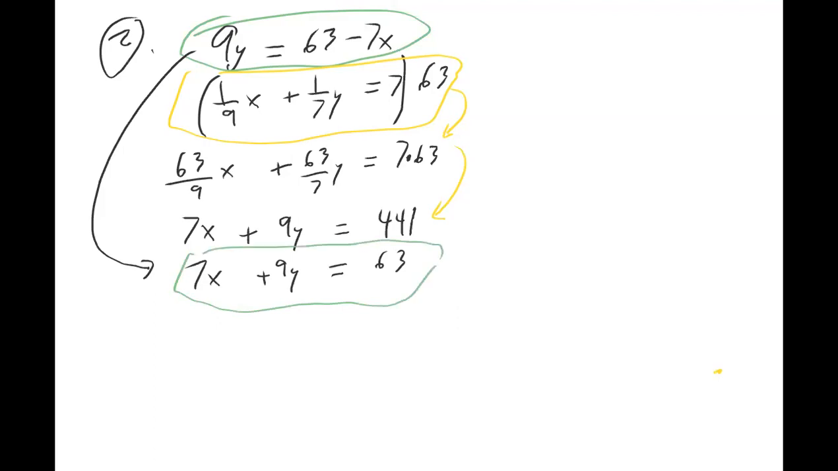So 7x plus 9y cannot equal two different things. So that means the solution is nothing. So the solution set is empty, and this is an inconsistent set of equations because it consists of a contradiction to itself. So there we go. Now let's look at problem number 3. Okay, so let's clear the page and start on problem number 3.